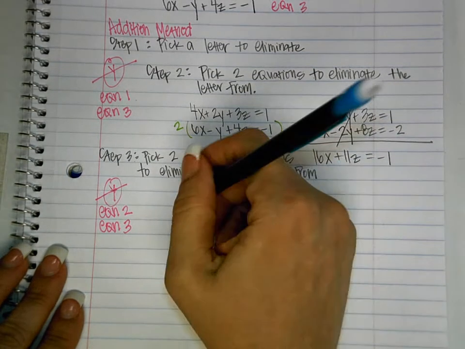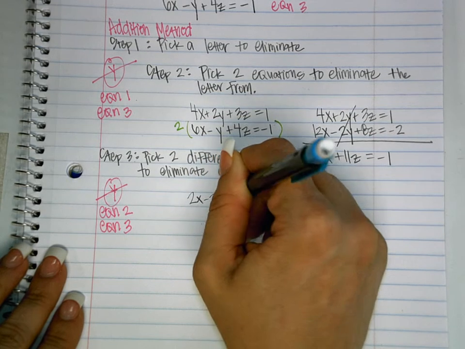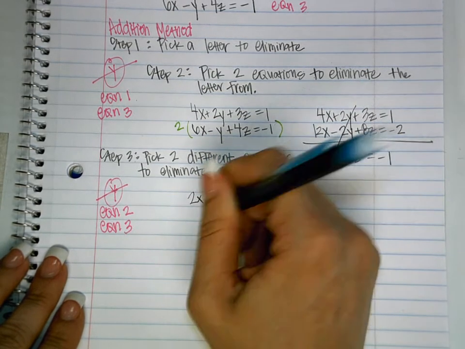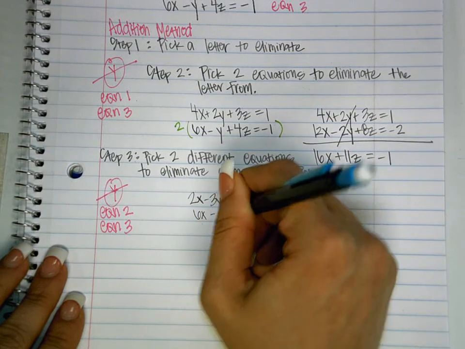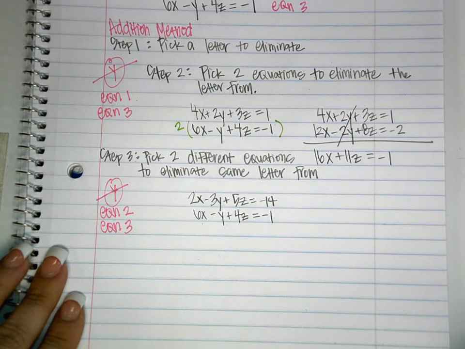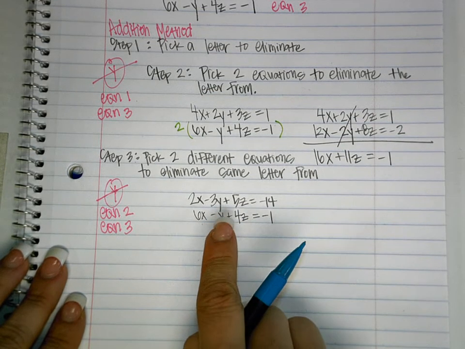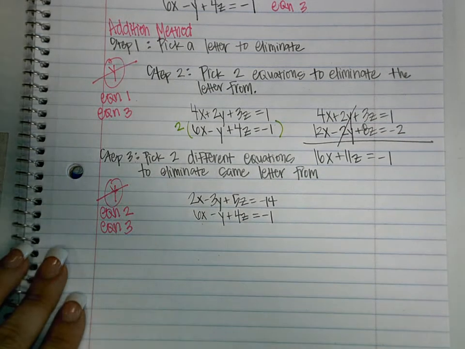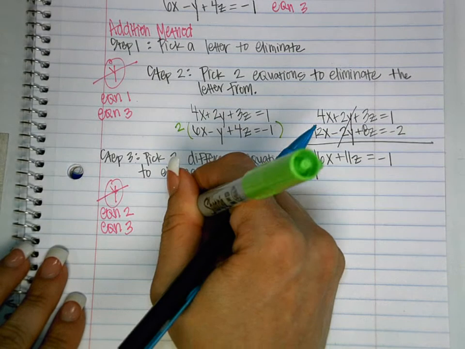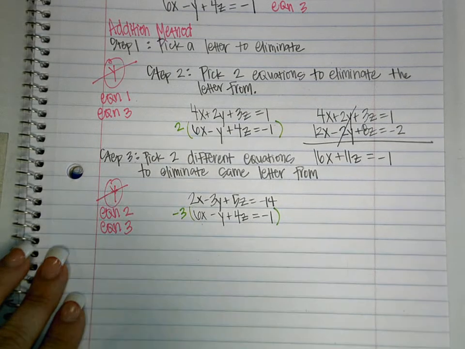Okay, so equation 2, we had 2x minus 3y plus 5z equals negative 14. Equation 3 is 6x minus y plus 4z equals negative 1. So I want to eliminate the y again. I already have a negative 3y, and I have a negative y. So I could multiply the second equation by a negative 3, and then you'll have 1 positive 3, 1 negative 3, and they'll be able to cancel out.